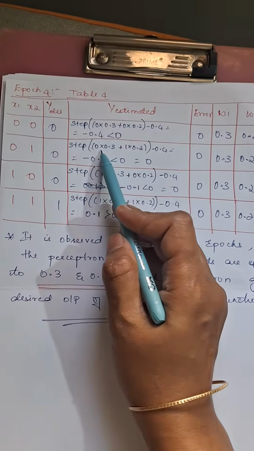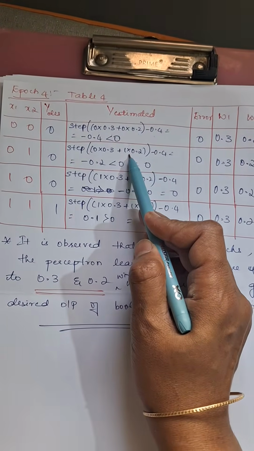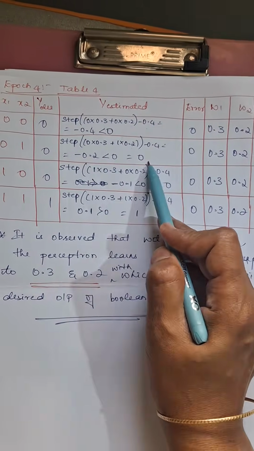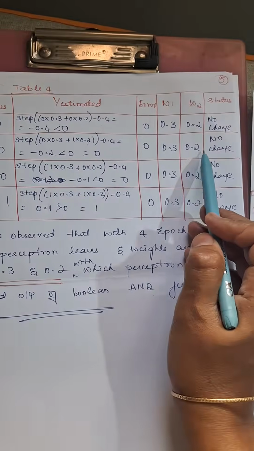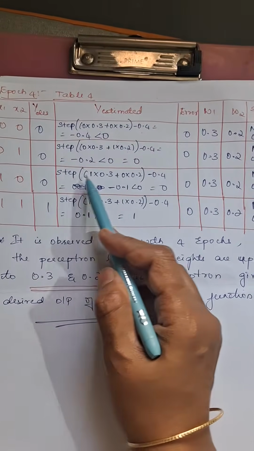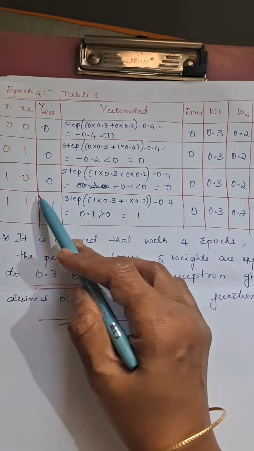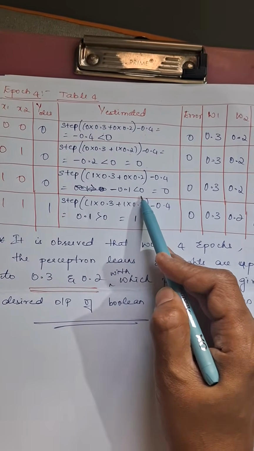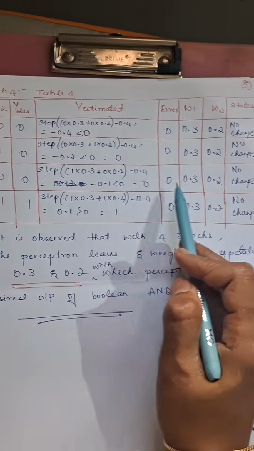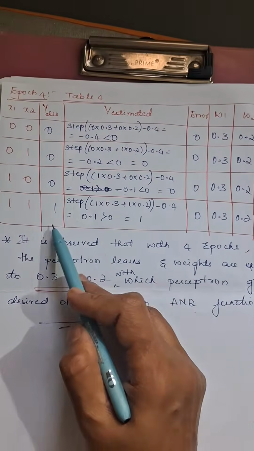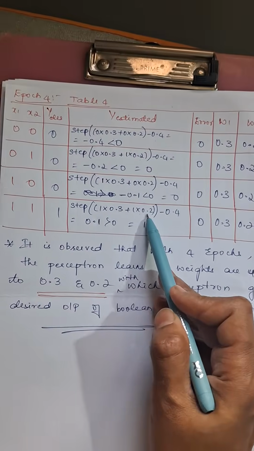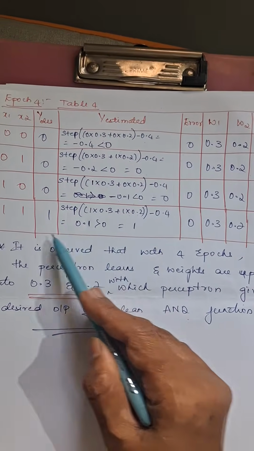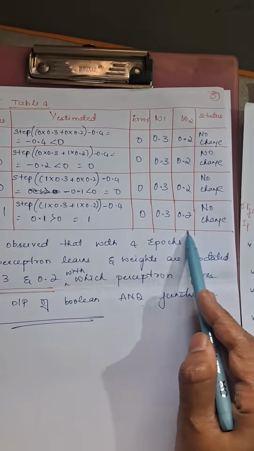Now for this one, 0 into 0.3 plus 1 into 0.2 minus 0.4, I am getting a negative value, which is 0. 0 minus 0 is 0. Error is 0. There is no change. Now for the third one, 1 into 0.3 plus 0 into 0.2 minus 0.4. So now I am getting minus 0.1, which is less than 0, so 0. 0 minus 0 is 0. Again, there is no change. Now for this one, 1 into 0.3 plus 1 into 0.2, 0.5 minus 0.4 is 0.1, which is greater than 0, so 1. 1 minus 1 is 0. Again, there is no change.